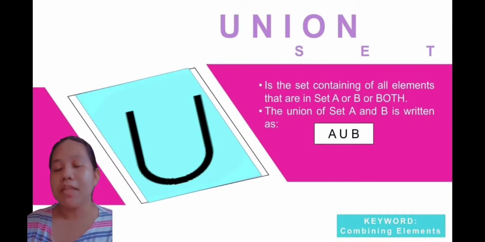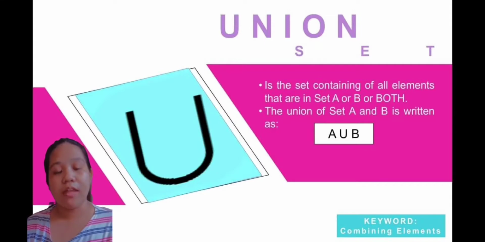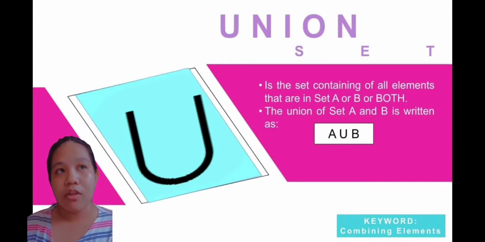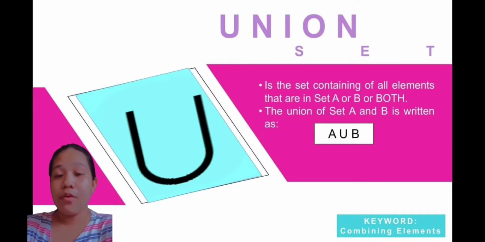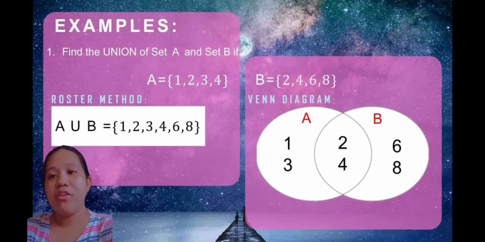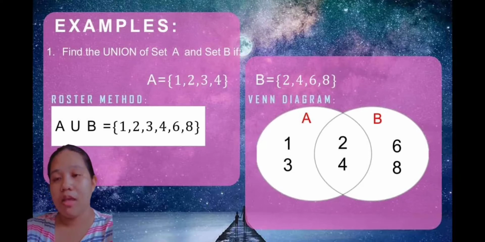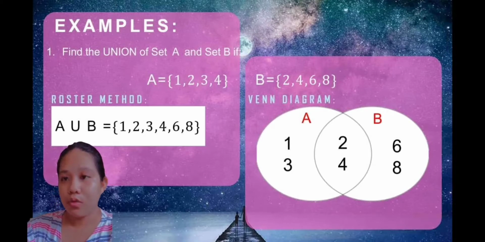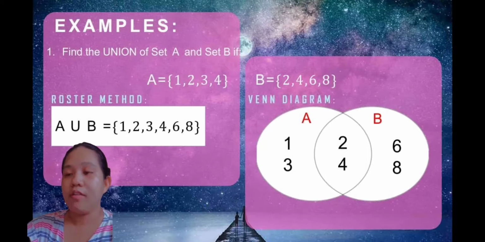So, para matandaan po natin ang ibig sabihin ng union set, ang tatandaan po natin keyword is combining elements. So, after we define the definition of union, mag-tackle naman tayo nitong mga examples para mas makuha pa natin kung anong ibig sabihin ng union. So, example number 1. Find the union of set A and set B if set A is equals to 1, 2, 3, and 4, and set B is equals to 2, 4, 6, and 8.